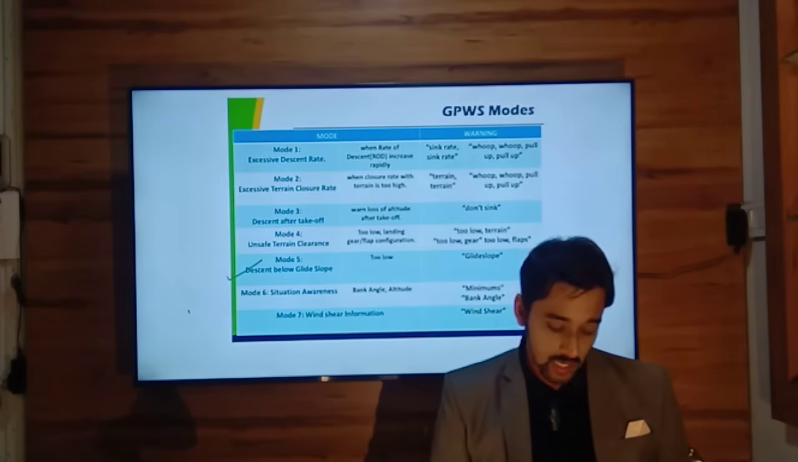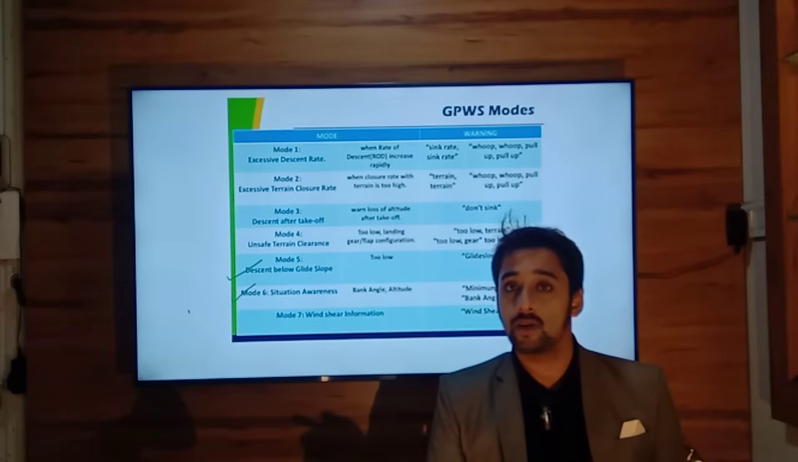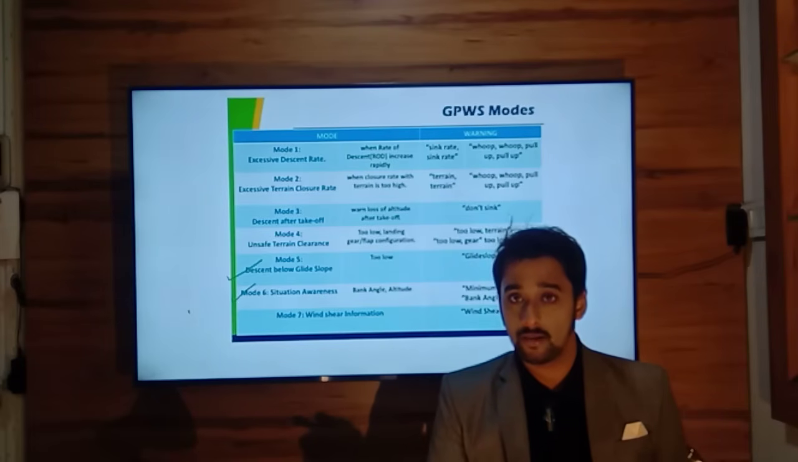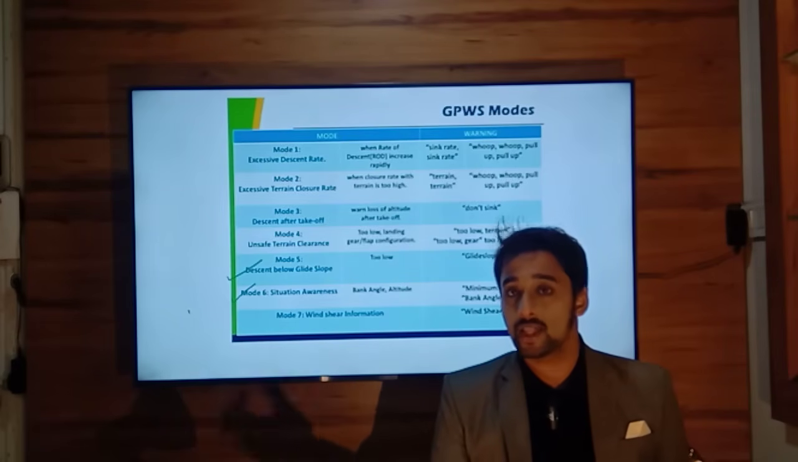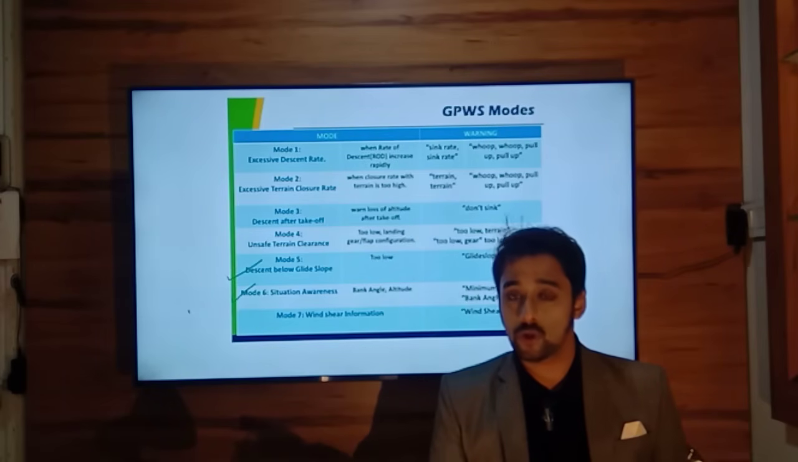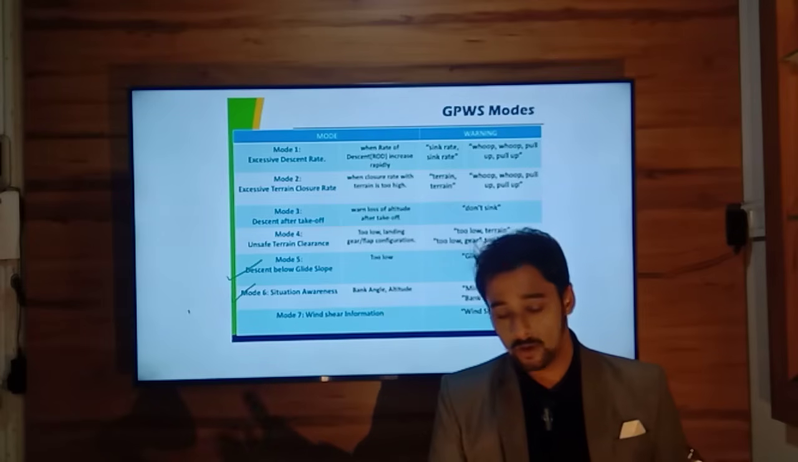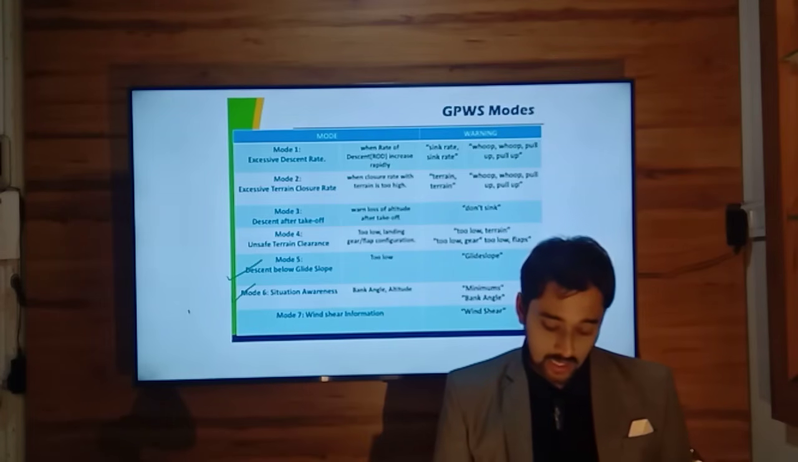Mode 6 is situational awareness. In this, whenever you reach your minimums, your decision altitude, decision height, MDA, minimum descent altitude or minimum descent height, at that altitude, at that instant, the system will say minimums, meaning now is the time to make a decision whether to continue to land at that runway, or whether you want to initiate a missed approach and go to another airport, or initiate a missed approach and make a second attempt and wait for weather conditions to improve.